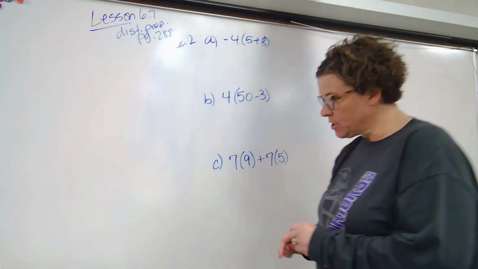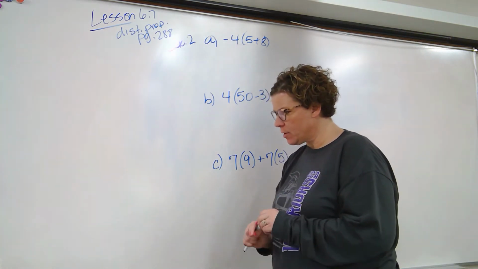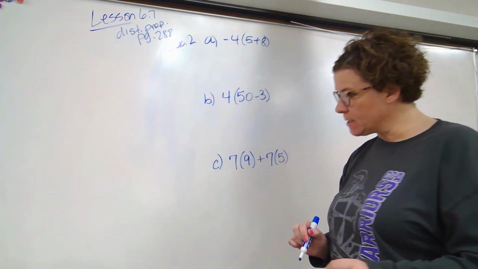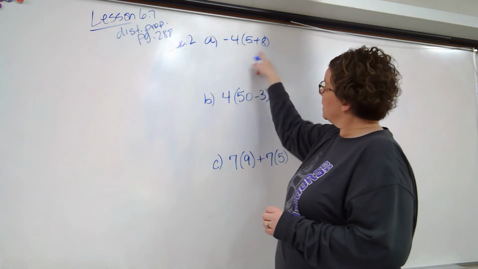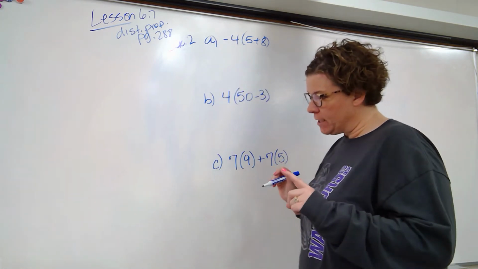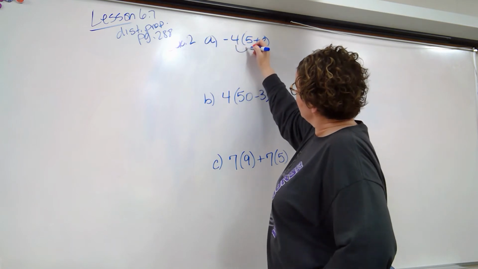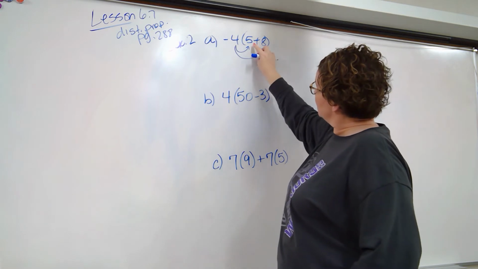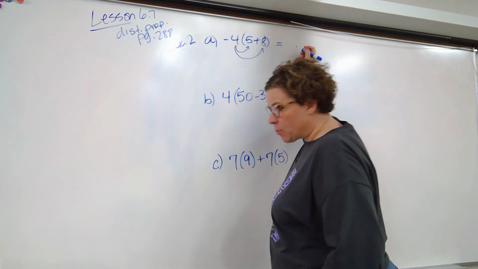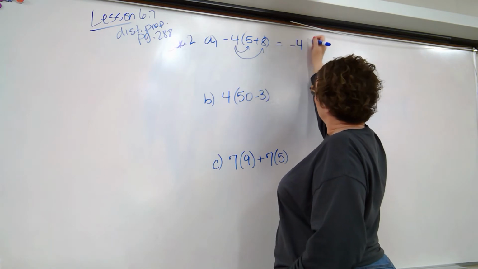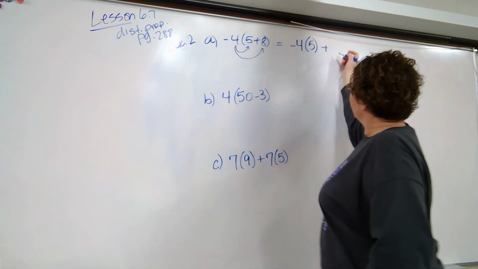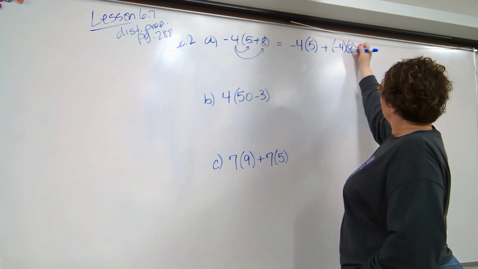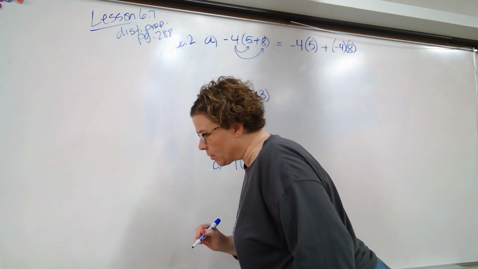Now I've got example 2 up here. There are 3 different parts to it. We're writing equivalent expressions. In your homework, it's going to say write an equivalent expression for these expressions. What you have to do is show me how you would distribute, which means to multiply, this -4 times (5 plus 8). So the equivalent expression is going to be -4 times 5 plus -4 times 8. That is the equivalent expression.